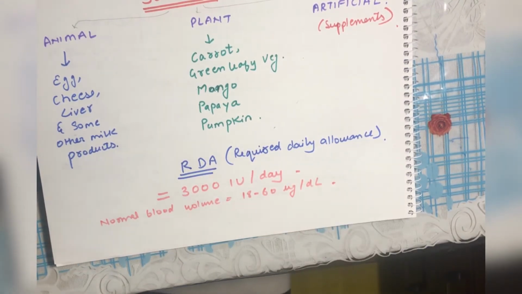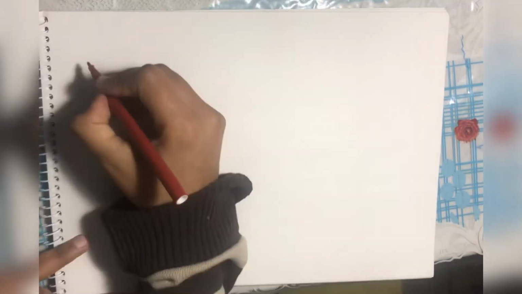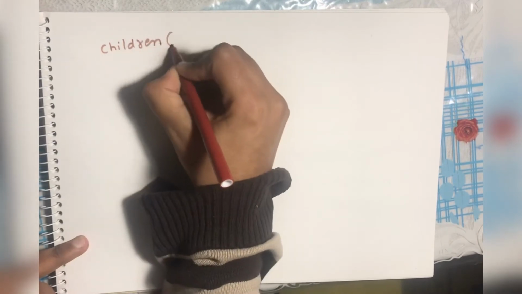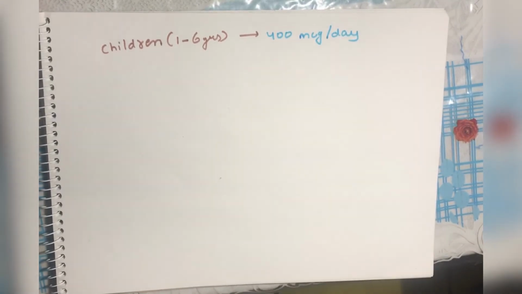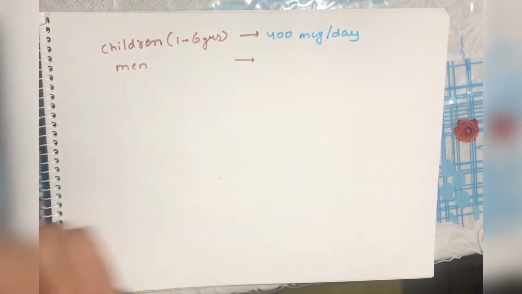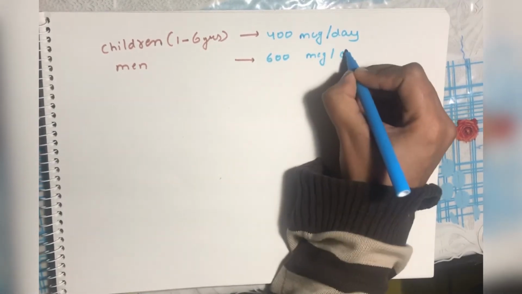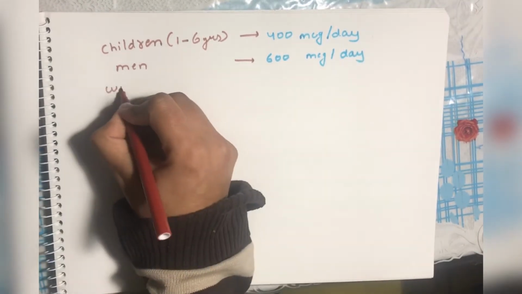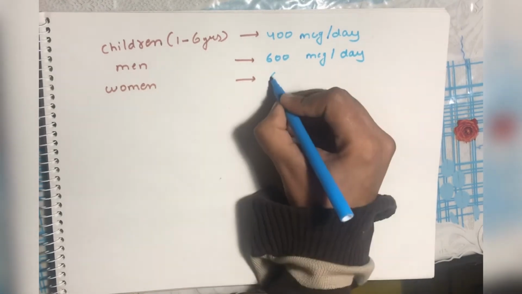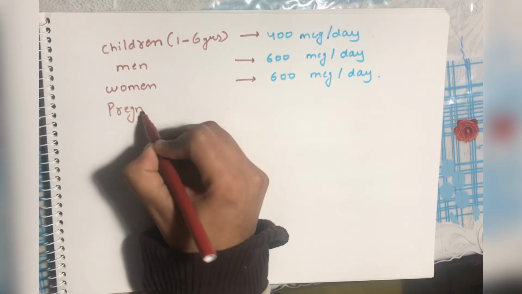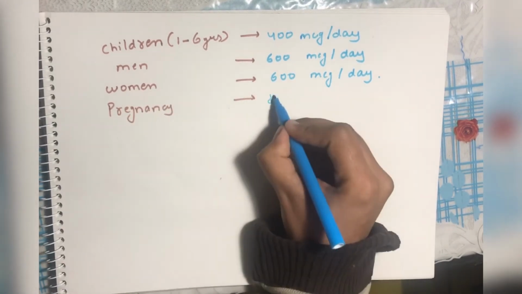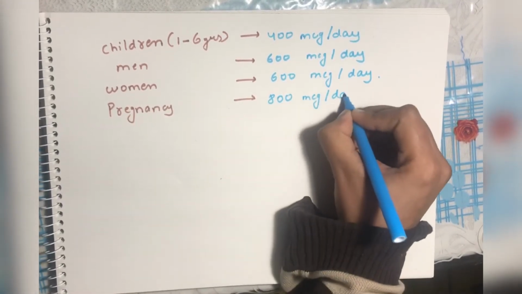if I talk about how much daily allowance is required in different age groups, let's consider firstly the children from 1 to 6 years of age. They need 400 micrograms per day. And if we talk about an adult, men or women, the requirement is 600 micrograms per day. And if we talk about a pregnant woman, the requirement is about 800 micrograms per day.